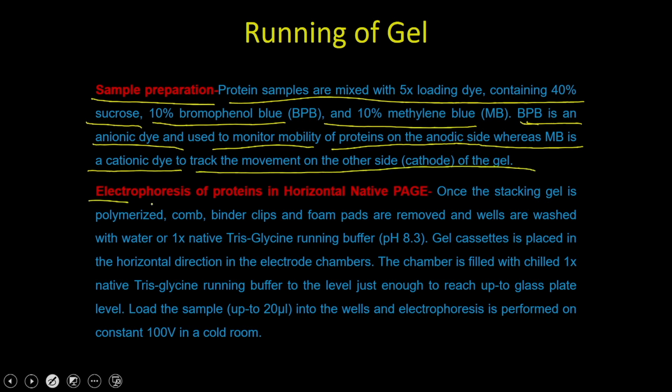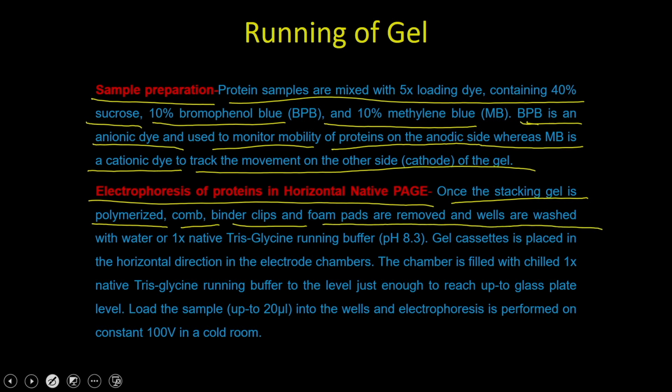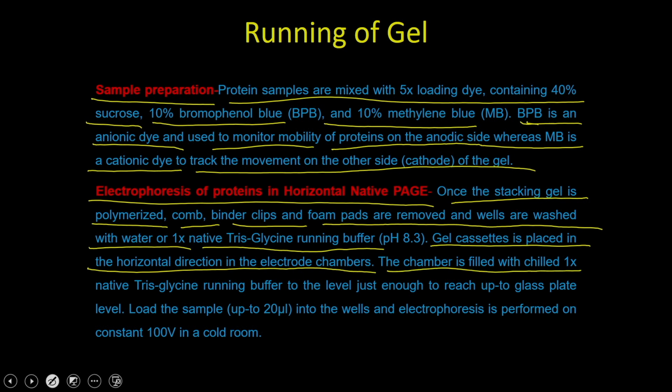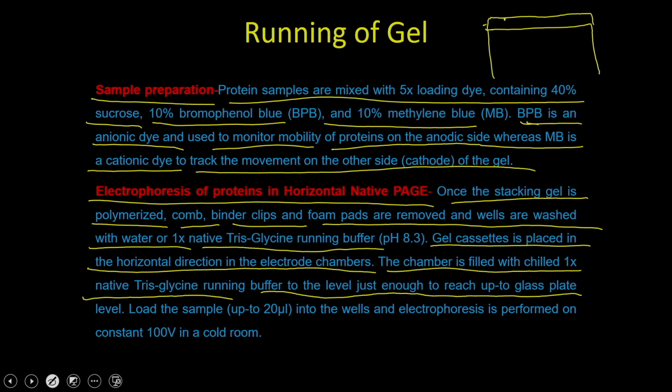The electrophoresis: once the stacking gel is polymerized, the comb, binder clips and foam pads are removed and wells are washed with water or 1x native Tris-glycine running buffer. The gel cassette is placed in the horizontal direction in the electrode chamber. The chamber is filled with the chilled 1x native Tris-glycine running buffer to the level just enough to touch the glass plate, which means if you have kept the glass plate like this, okay.